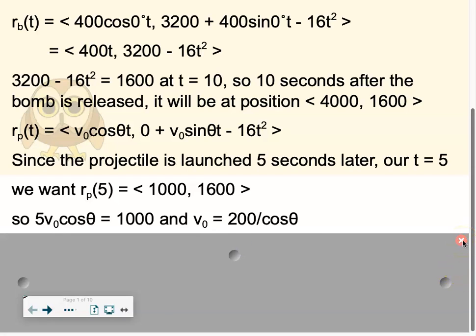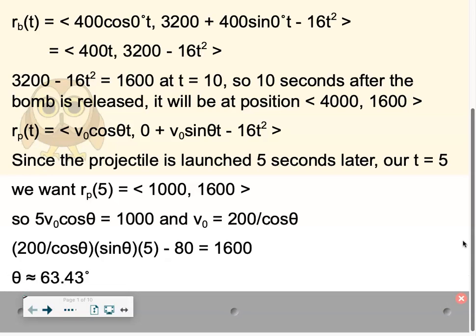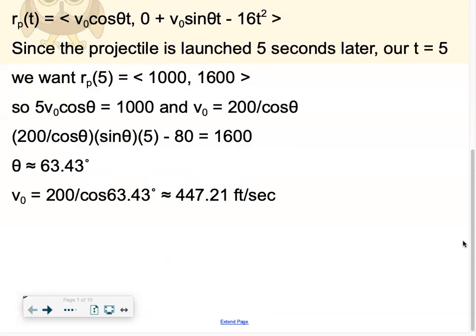Okay. All right. So we want the projectile at t equals 5 to be at 1,600. Setting your x component equal to 1,000, I solved for v sub 0, and then plugged that into my y component, set that equal to 1,600, and then solved for theta, which was around 63 degrees. Is that what you got? Yeah. Okay. And then for your initial velocity, you just plug the 63 degrees in, and you get an initial velocity of around 447 feet per second.